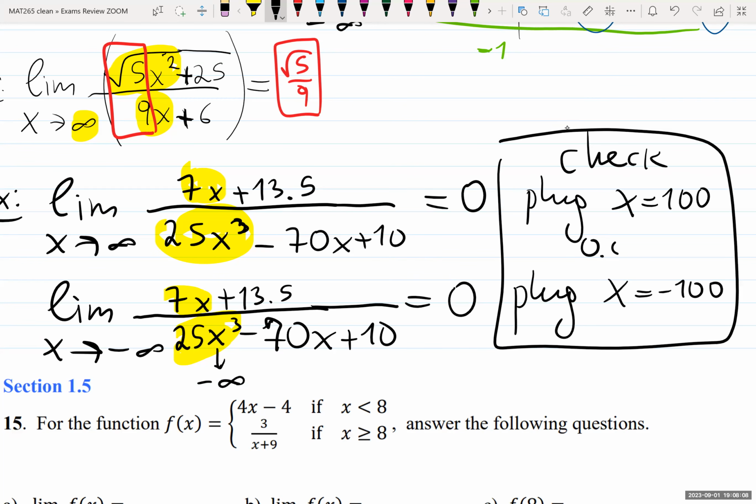So it will be 0.0000 whatever, 17. I don't know what, in both cases. If the answer is indeed negative, it will let you know when you plug in those numbers.